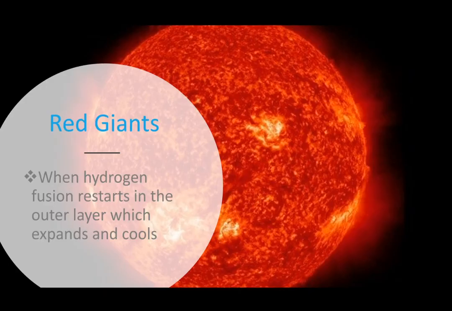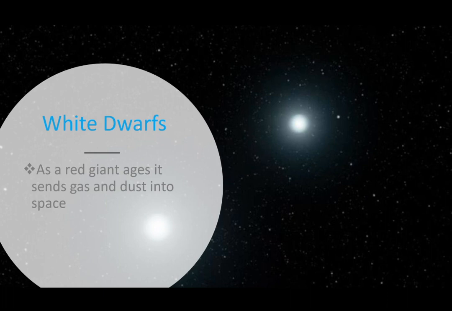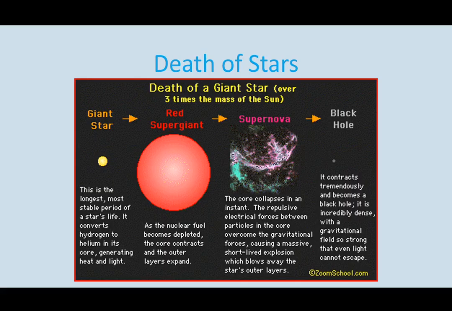So again, we have our red giant. This is when the hydrogen fusion restarts in the outer layer and it starts to expand and cool, so you get a red giant. White dwarf, you can kind of see an image here. As the red giant ages, it sends gas and dust into space. So again, it loses it to the nebula. It loses mass until a hot, dim core remains. So the white dwarf is basically the core. And then it goes into the black dwarf.